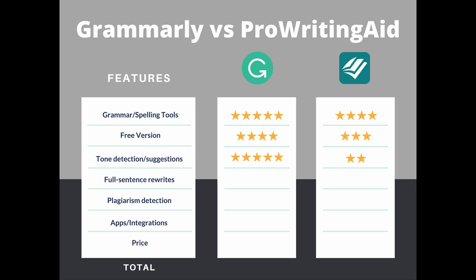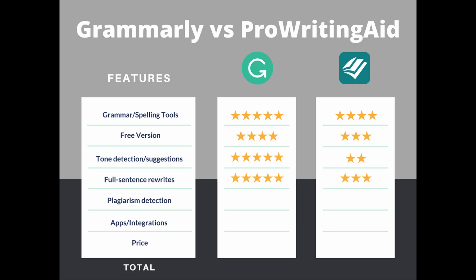Next, with full sentence rewrites, Grammarly does a great job with this. They provide a lot of useful suggestions and automatic rewrites for sentences, paragraphs, etc. So they get a 5-star for this category, whereas ProWritingAid really doesn't provide these types of suggestions. Occasionally, you'll see one where it recommends rewriting a sentence, but when we compared Grammarly and ProWritingAid side by side, as you saw earlier in this video, Grammarly does a much better job of this and identifies far more issues and far more ways to improve your writing.